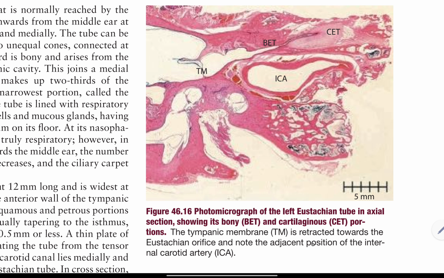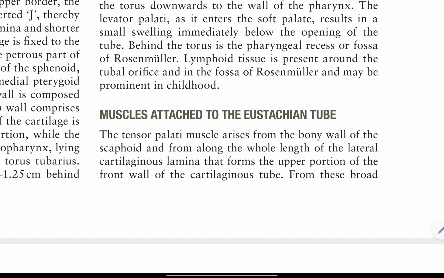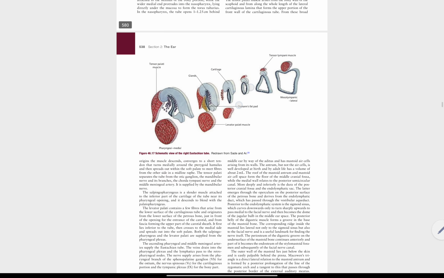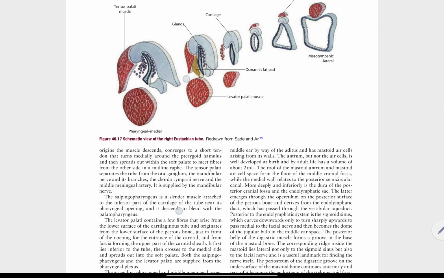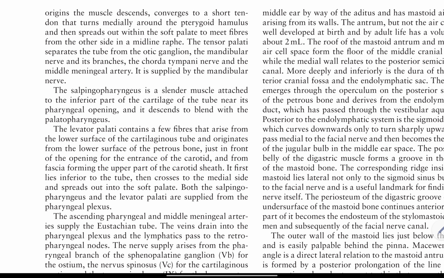Muscles attach to the eustachian tube. The tensor palati muscle arises from the bony wall of the scaphoid fossa and from along the whole length of the lateral cartilaginous lamina that forms the upper portion of the front wall of the cartilaginous tube. From these broad origins the muscle descends, converges to a short tendon that runs medially around the pterygoid hamulus and then spreads out within the soft palate to meet fibers from the outer side of the midline raphe.